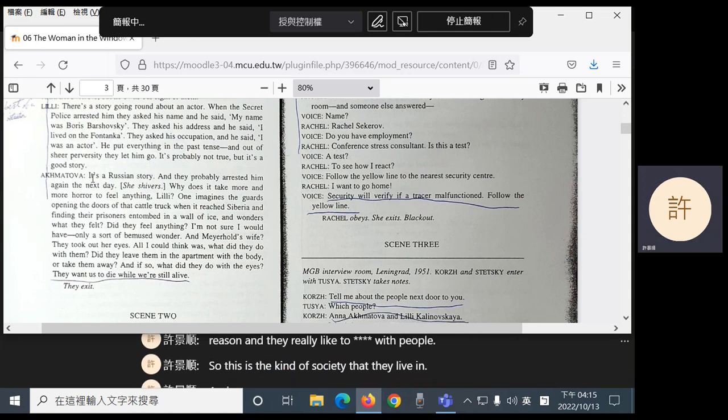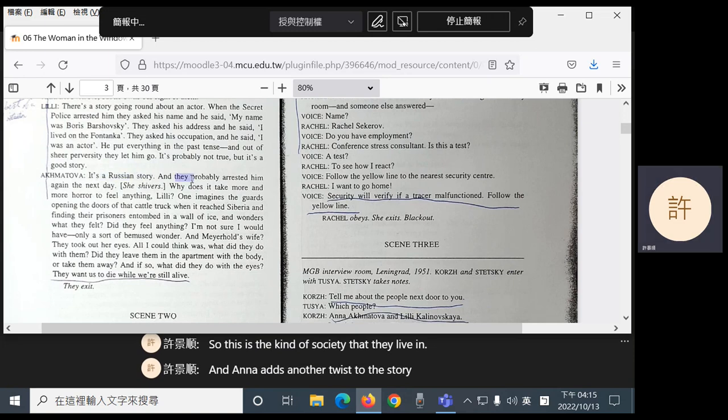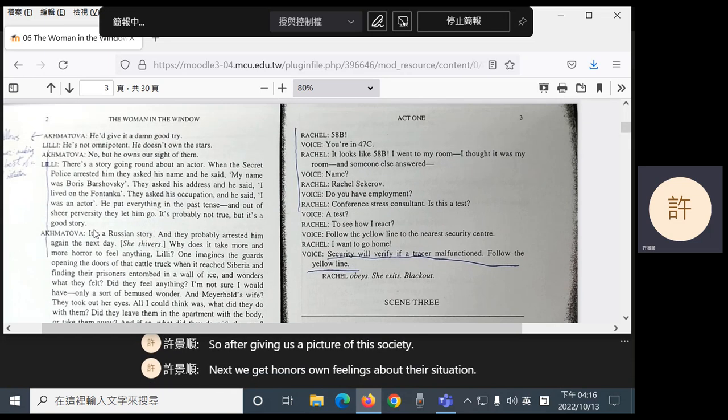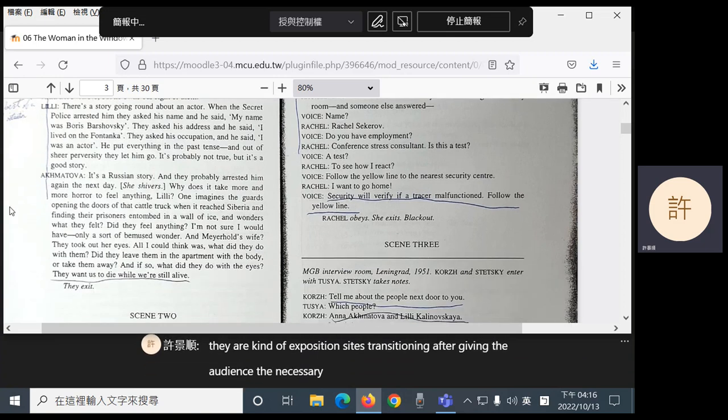And Anna adds another twist to the story. They probably arrested him again the next day. Again, just to toy with him. So after giving us a picture of this society, next we get Anna's own feelings about their situation. So you can say that the above passages are for the audience. They are a kind of exposition. 在阐释资讯. After giving the audience the necessary information, then we get the character's own feelings.